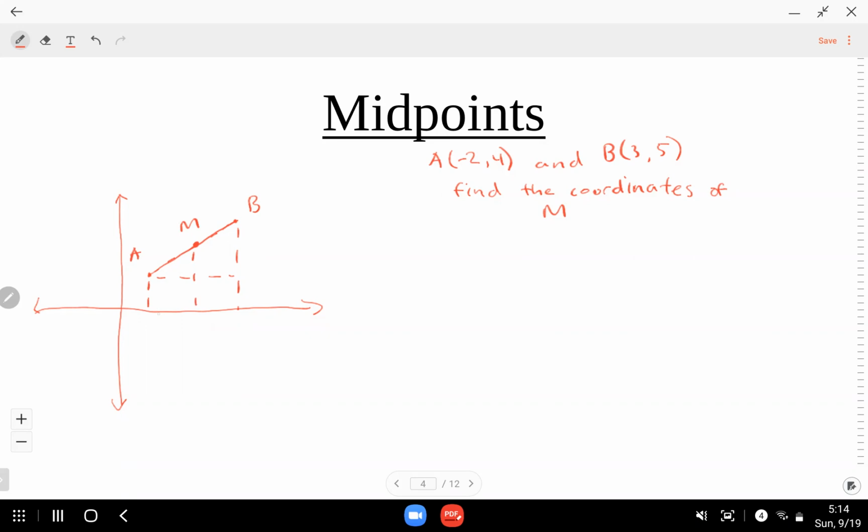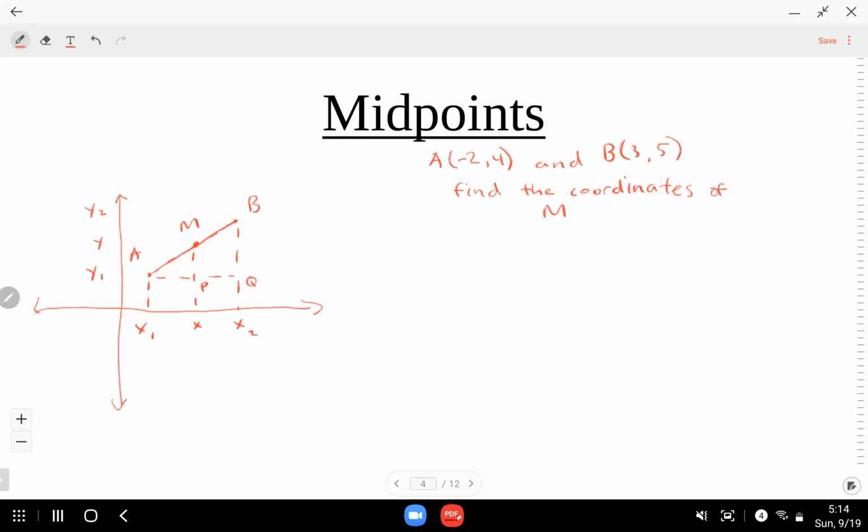Let's call this x1 and x2, y1, y2, and this will just be y and x. Okay, so A would be x1, y1. B would be x2, y2. All right, and the midpoint M would be x, y. So using our knowledge of similar triangles, how do we find the coordinates of M?